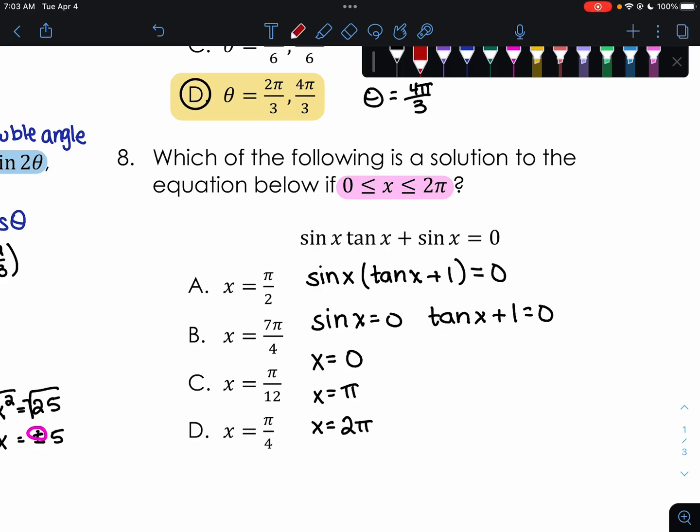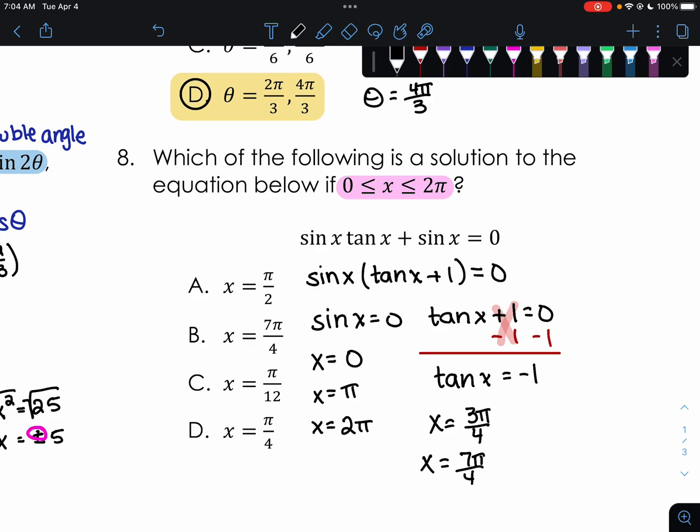Then here, I need to subtract 1 from both sides. When I do that, I get tan x equals -1. Tangent x is equal to -1 at two values, the second quadrant and the fourth quadrant. And it's the ones with the denominator of 4. So that would be 3 pi over 4 and 7 pi over 4. So I'm looking to see if one of my 5 answers are there, and I see that it is answer choice B.